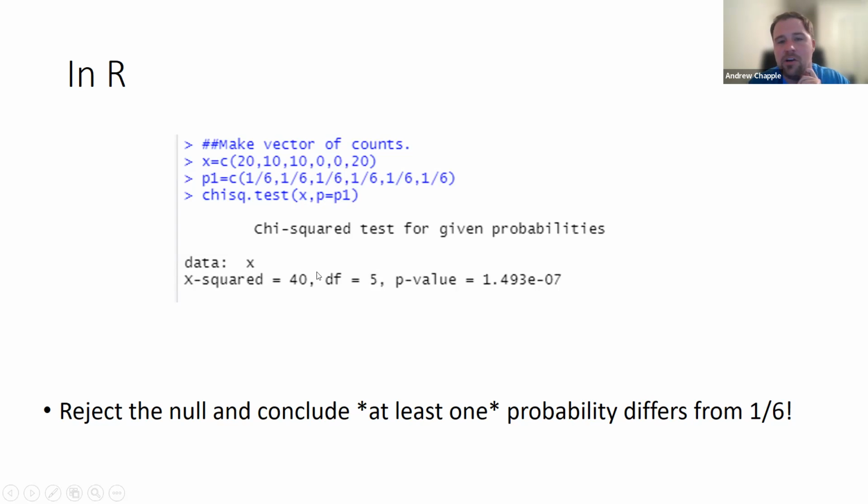I end up getting a very large test statistic and a very small p value. So this small p value, e to the negative 7, means it's 1.04 times 10 to the negative 7. It's a very, very tiny number. When you see negative 7, that means it's like 8 decimal places until you get to the first nonzero digit. So this is less than 0.05, and we're going to reject the null that the dice is fair.